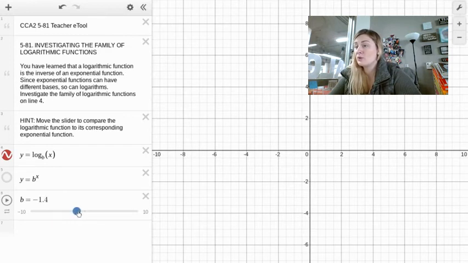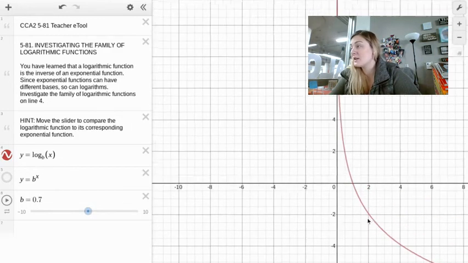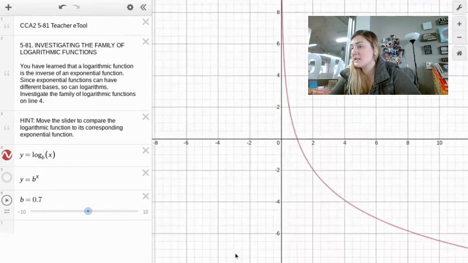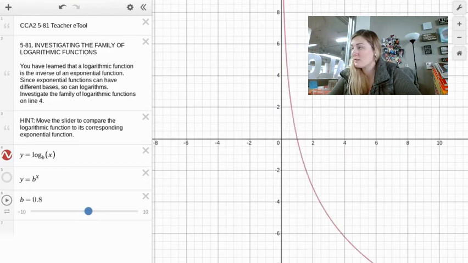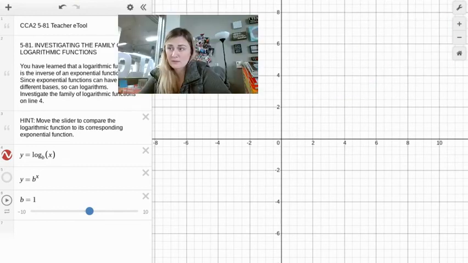If we get into our 0 to 1 range right here, we can see that this is concave up, and my graph is actually decreasing, right? It's decreasing here. And the closer I get to 0, the closer it gets to the x-axis. The farther away from 0, the farther it gets away from the x-axis. Now, when I hit 1, again, I have no graph. So we cannot have 1 as our base value either. Because 1 to the first is 1, 1 to the second is 1. We wouldn't have any changes, all right?